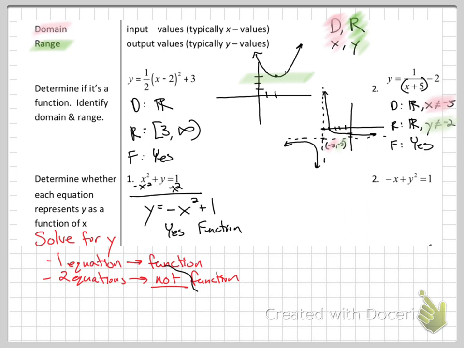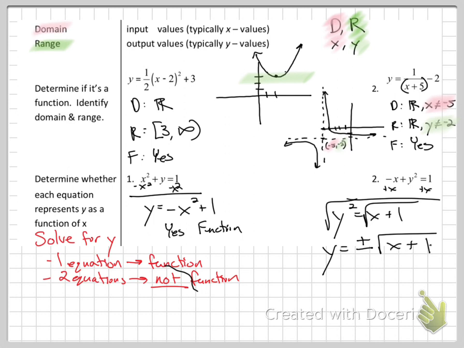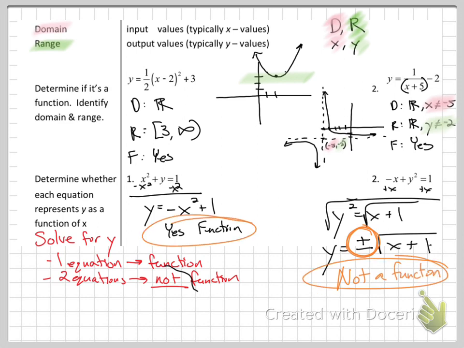Solve for y. Add the x. So you're at y squared equals x plus 1. To solve for y, you have to square root it. And if you remember, we preached this a lot last year. When you square root, you get plus and minus the square root of x plus 1. This right here means that I get 2 answers. One x value is going to give me 2 different answers. So this is not a function. That's how you can tell once you've solved for y.